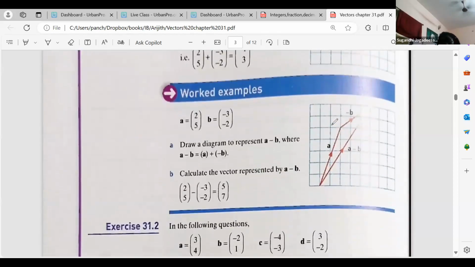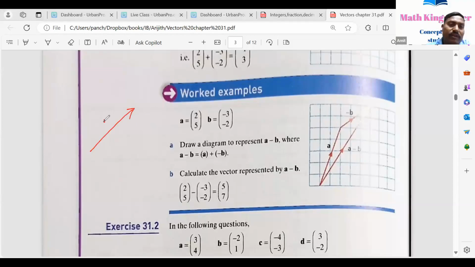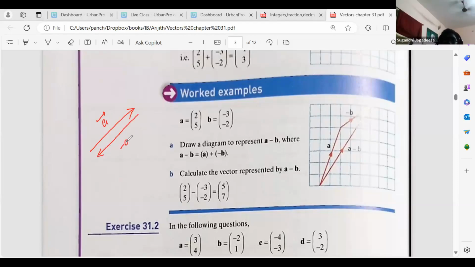Now draw a diagram to represent a minus b. Now what is a negative vector? A negative vector is just 180 degrees opposite to the vector. So if this vector is the a vector, the b vector is just the opposite of this a. So that is the minus a vector. Got it? Yes, sir.